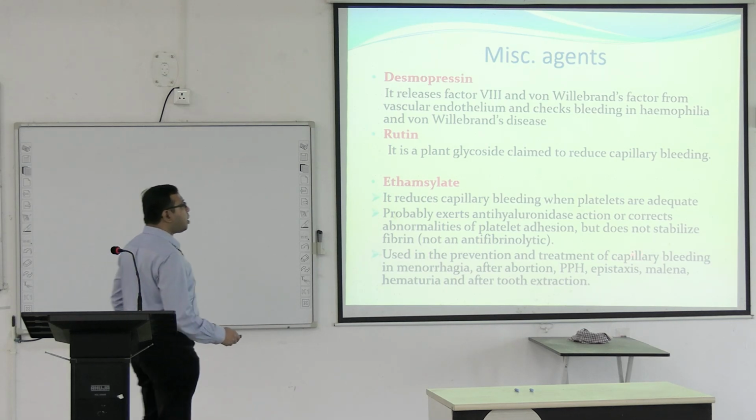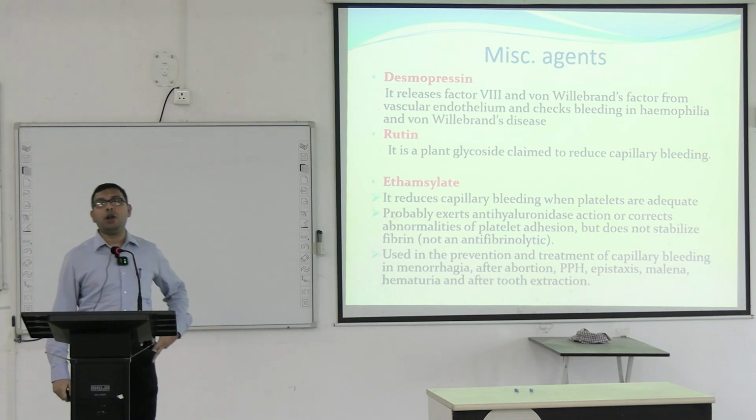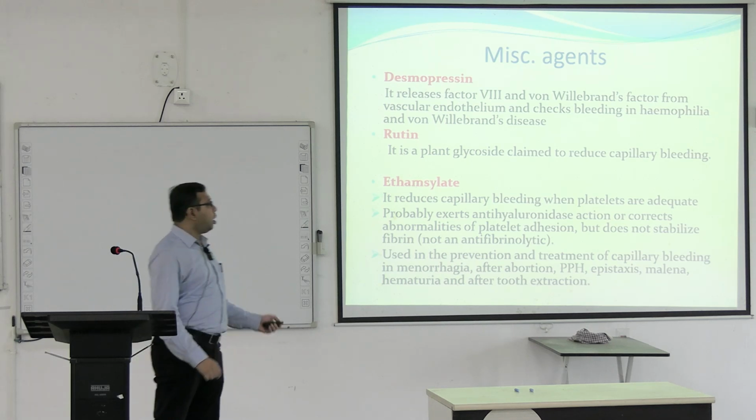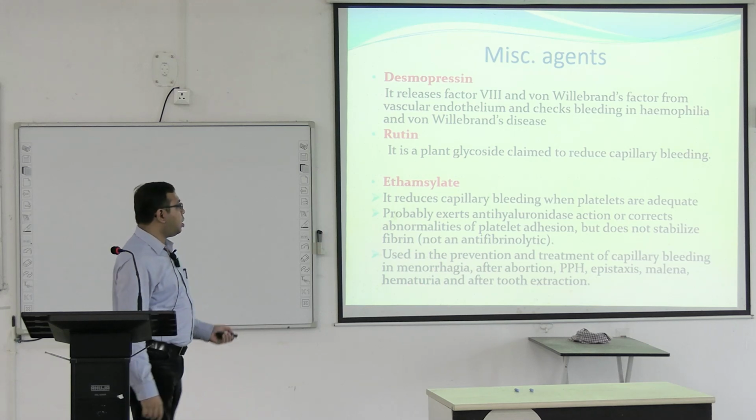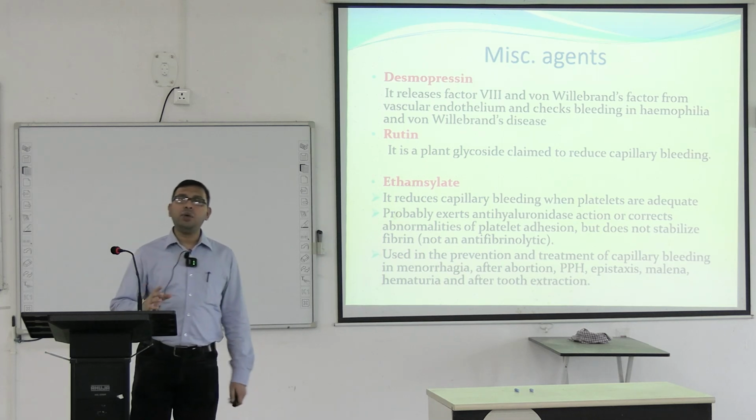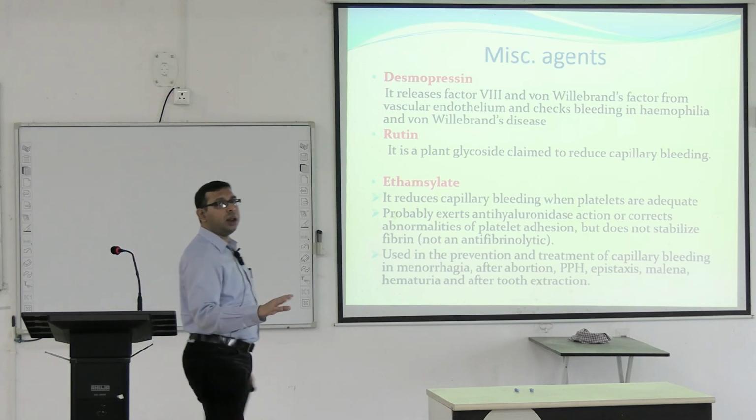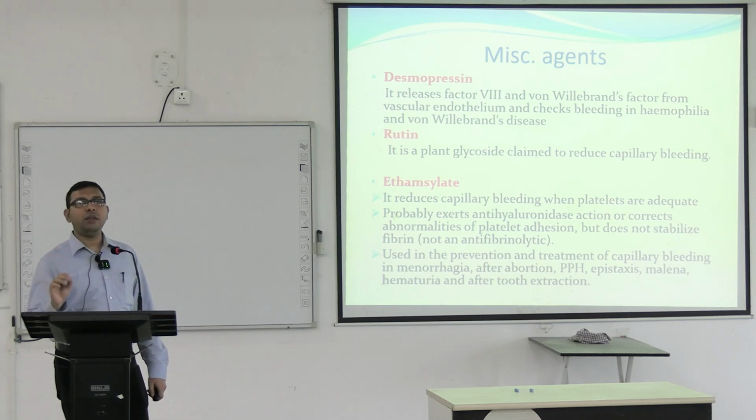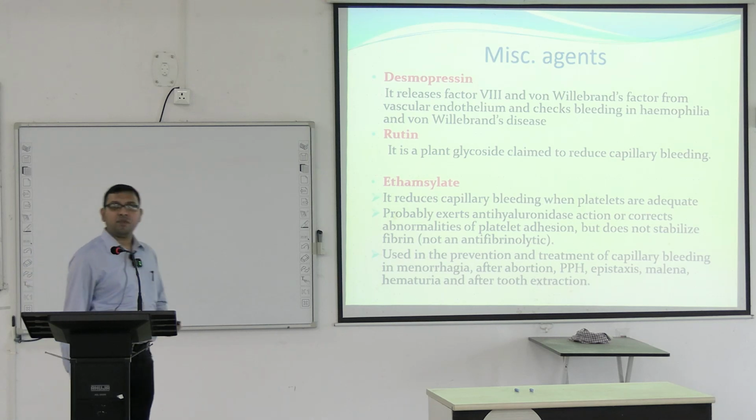It is used in the prevention and treatment of capillary bleeding in menorrhagia and after abortion. PPH means postpartum hemorrhage, where ethamsylate is very commonly used. Epistaxis, that is bleeding from the nose. Melena, that is blood present in the stool. Hematuria, blood in the urine, and after tooth extraction, bleeding from the tooth socket. So ethamsylate is very commonly used. Vitamin K is used in selected cases, already we have seen. Apart from this, as a coagulant, ethamsylate is most commonly used in postpartum hemorrhage and in different types of bleeding like hematuria, melena, epistaxis, menorrhagia, after abortion, etc.